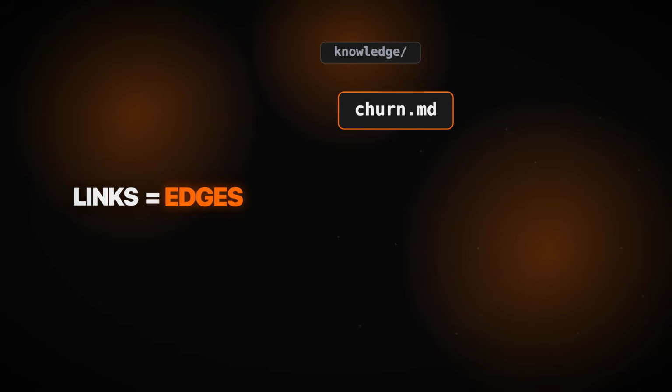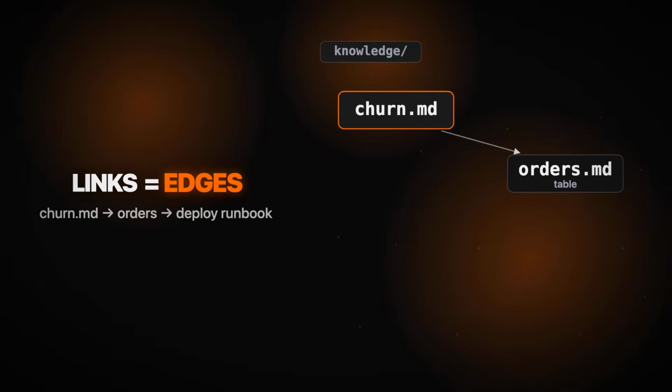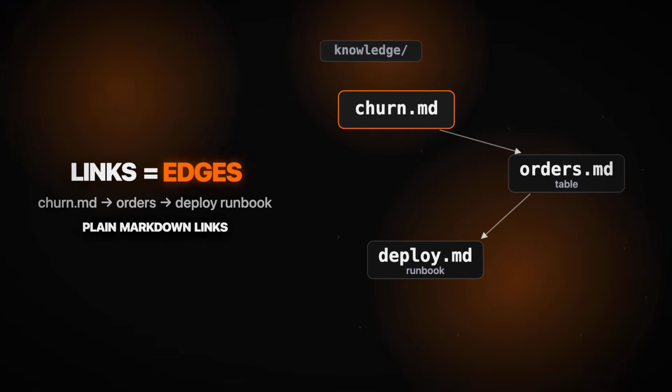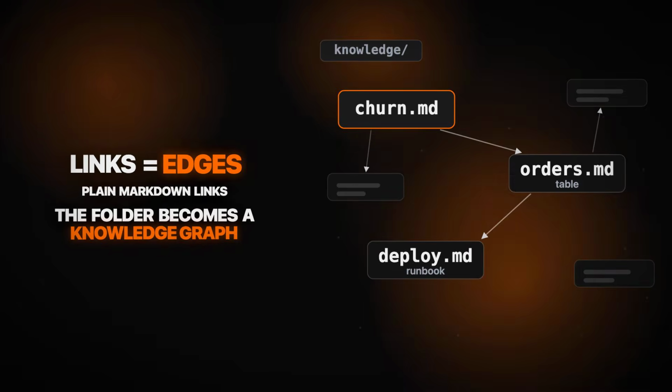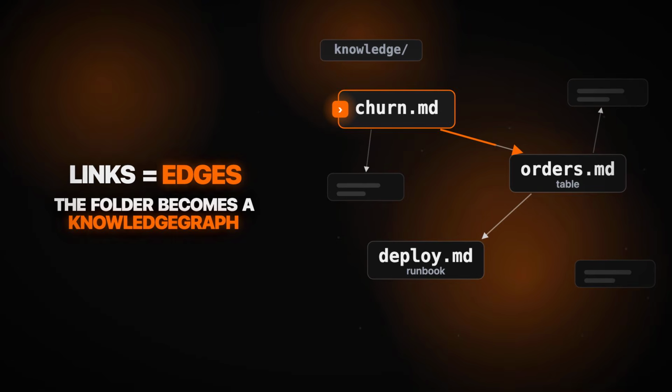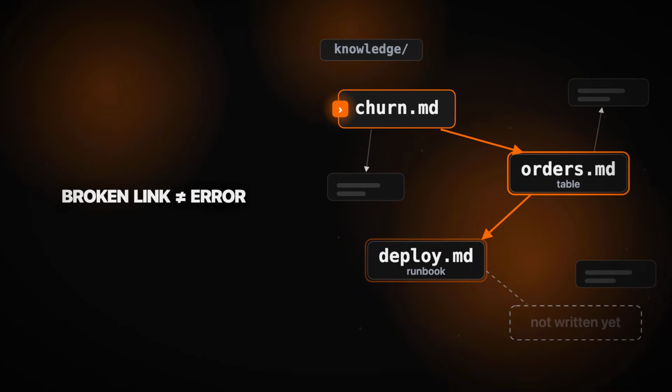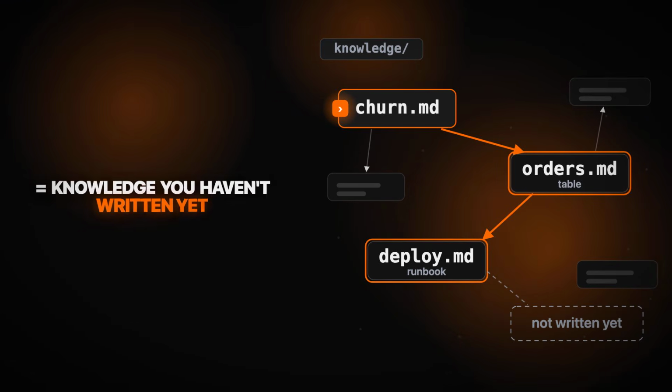Then, the quietly clever part, linking. When churn.md links to the orders table, and the orders table links to the deploy runbook, plain Markdown links, the folder becomes a knowledge graph, and agents walk the edges. The spec even tolerates broken links. A link to a file that doesn't exist yet isn't an error. It's knowledge you haven't written down yet.